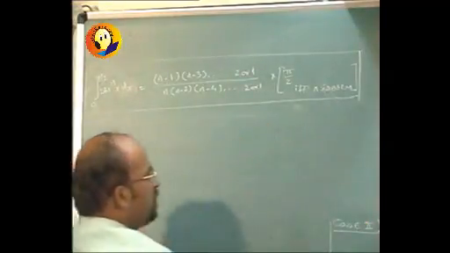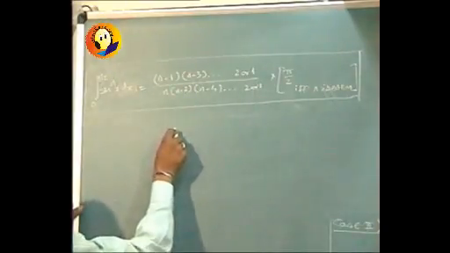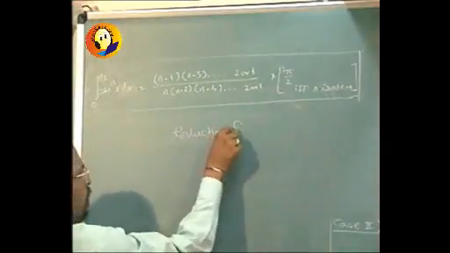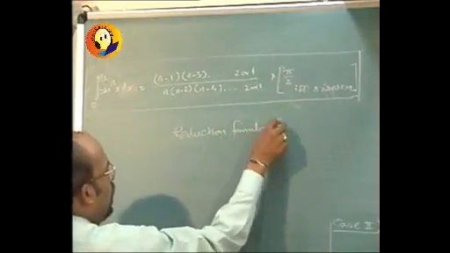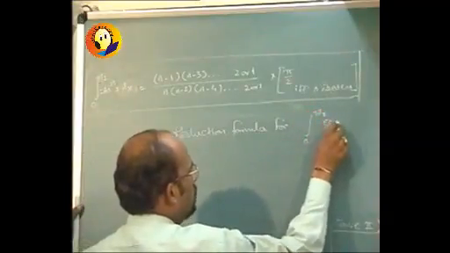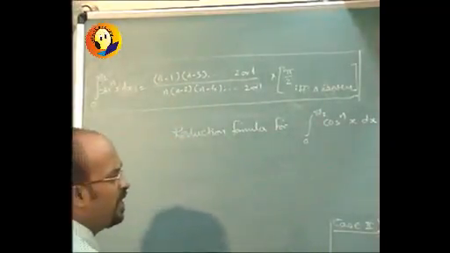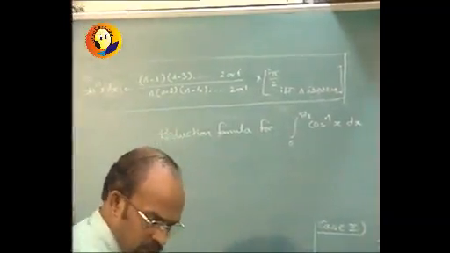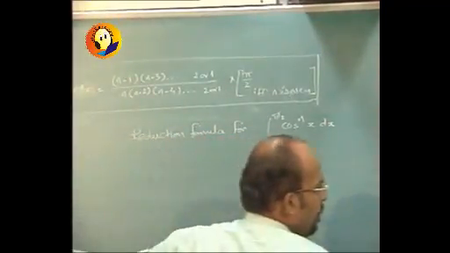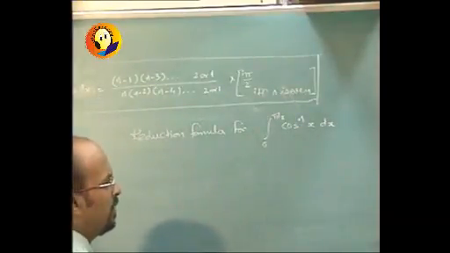Now on the same lines, actually we can find out the reduction formula for integral 0 to pi by 2 cos raised to n x dx. Remember that in definite integrals we have got a typical substitution or the principle by which we can proceed with simplification of this particular result.